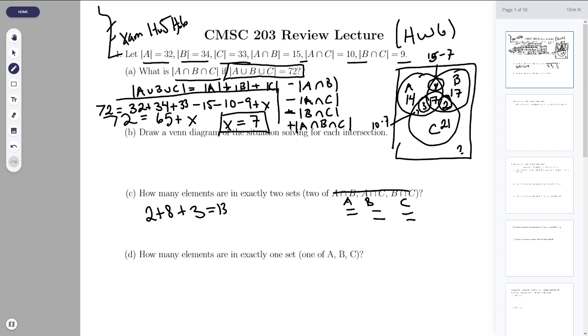Yes, that's 8 and 7. Okay, and then how many elements are in exactly 1 set, 1 of A, B, C? And so the answer to this one is, well, you would add up 14.